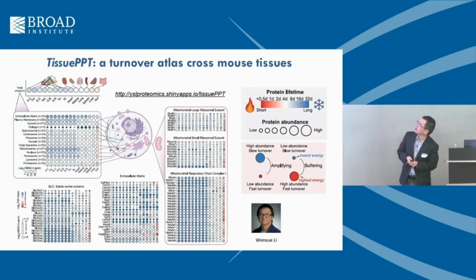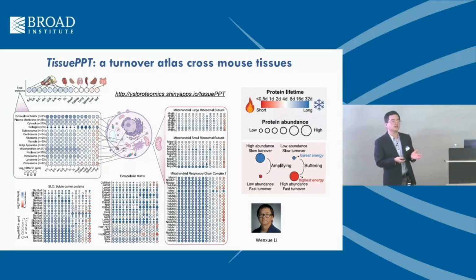So we used this Shiny app in my lab and generated this tissue PPT to look at the turnover rate of different proteins across different mouse tissues. We call it a turnover atlas. For a long time, I wanted to visualize both protein abundance and protein lifetime, and we managed to do this using this heatmap scatter plot, which I think is quite nice.